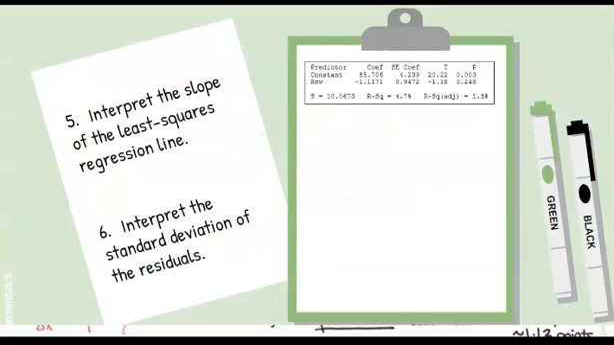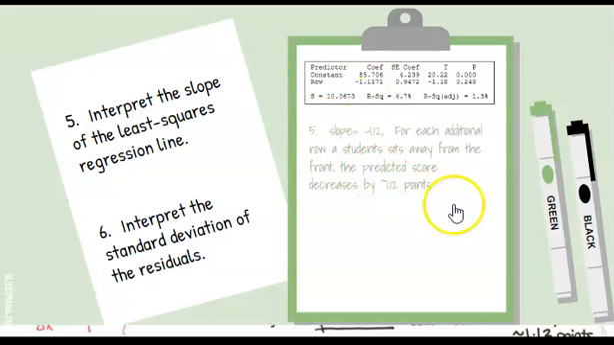Number 5, interpret the slope of the least squares regression line. So we already found slope right here. It's the negative 1.117. And I have to keep in mind, what is the explanatory variable? It is the row in which they sat, right? So my interpretation would look like this. For each additional row a student sits away from the front, the predicted score decreases by approximately 1.12 points. Okay, remember it's predicted score.